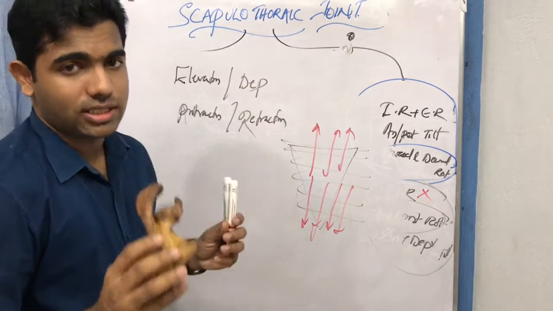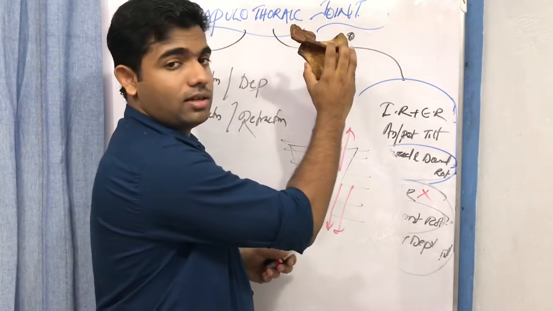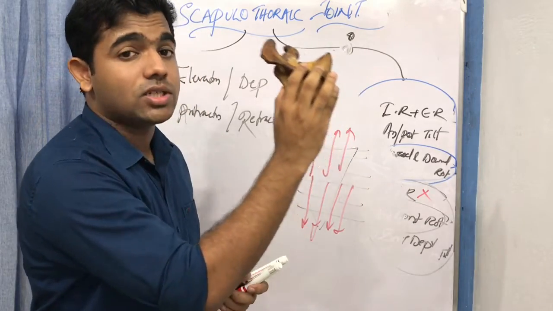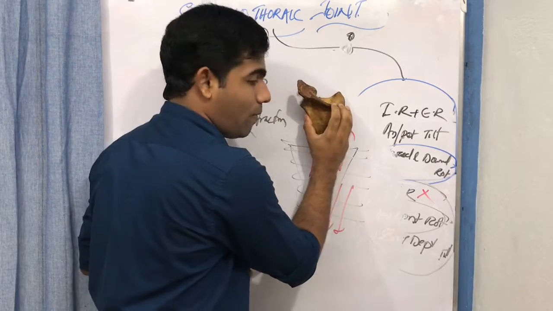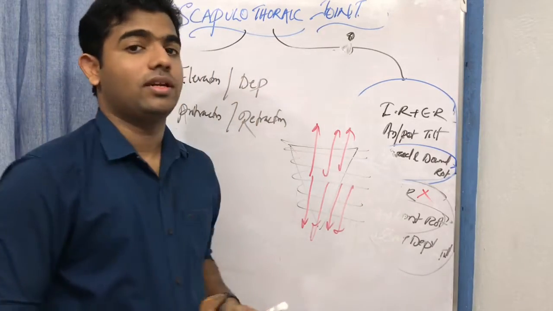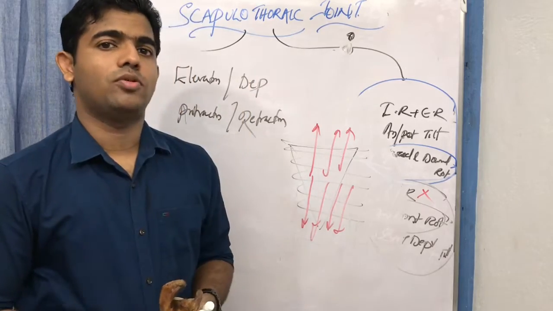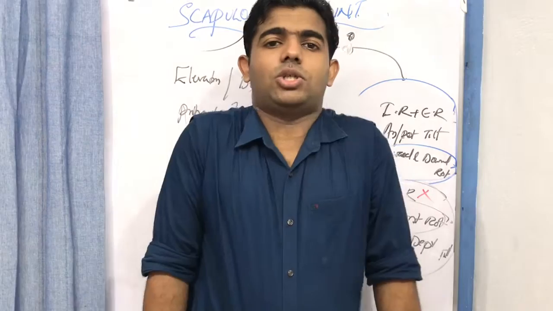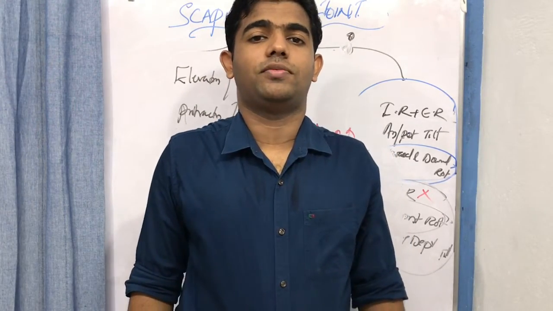So elevation and depression of the scapula: the scapula translates superiorly. Remember, this is translatory motion. That means it's not rotatory, just pure translatory movement. Upwards is elevation, downwards is depression. This is inevitable in our shrugging movement. When you are shrugging the shoulder like this, of course the elevation and depression of the scapula is being done.